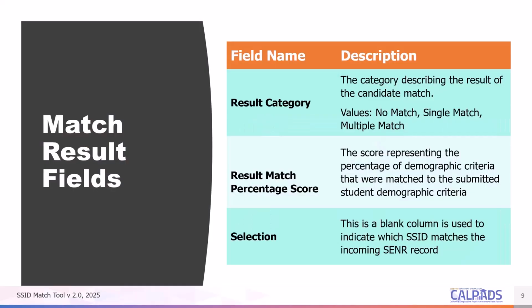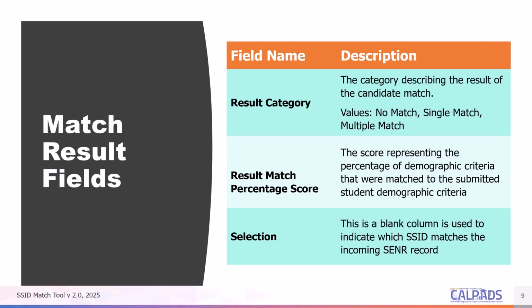The SSID match result files have three specific fields solely related to matching: the result category, the result match percentage score, and the selection field. The result category describes the result of the match candidate. There are three values. There can be no match when no candidate is produced from the submitted record, a single match when only a single match is found in CalPADS to the submitted record, or a multiple match when more than one student record matches the submitted record.